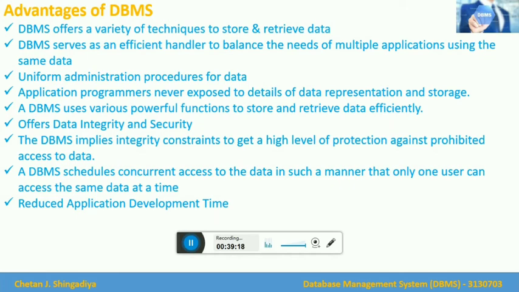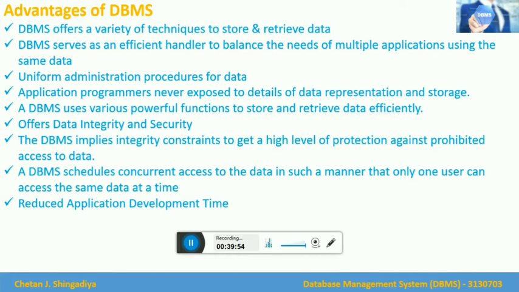The next one, application programmers are never exposed to details of data representation and storage. The fifth advantage is a DBMS uses various powerful functions to store and retrieve data efficiently. It also offers integrity and security. It also implies integrity constraints to get a high level protection against the prohibited access of data. The DBMS schedules concurrent access to the data in such a manner that only one user can access the same data at a time.